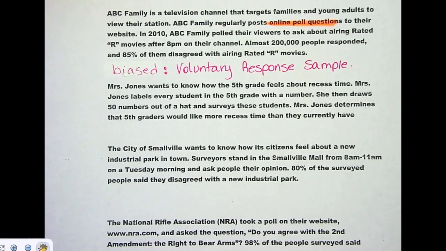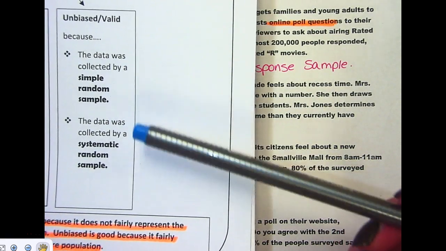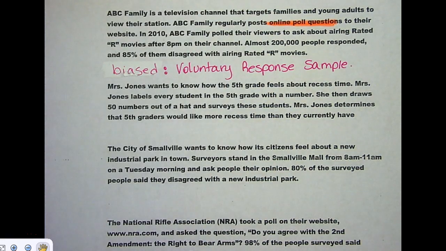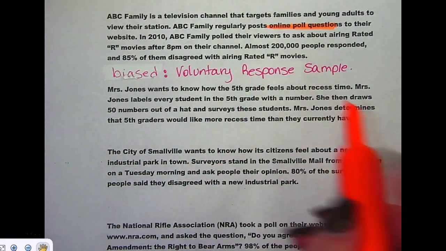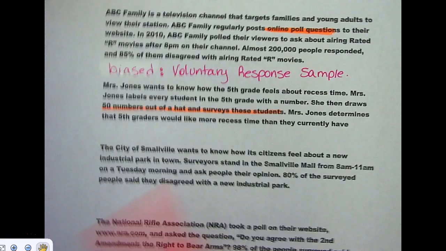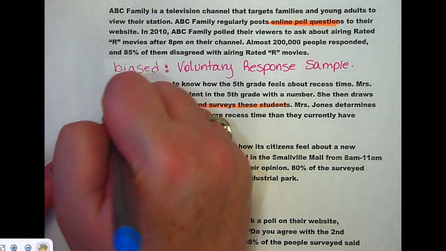Unbiased, and why? So if we look down the unbiased, did she do a simple random sample or a systematic random sample? Systematic, right? What let me know it was systematic? Yes, putting them in a hat. That was systematic. So unbiased because it was a systematic.